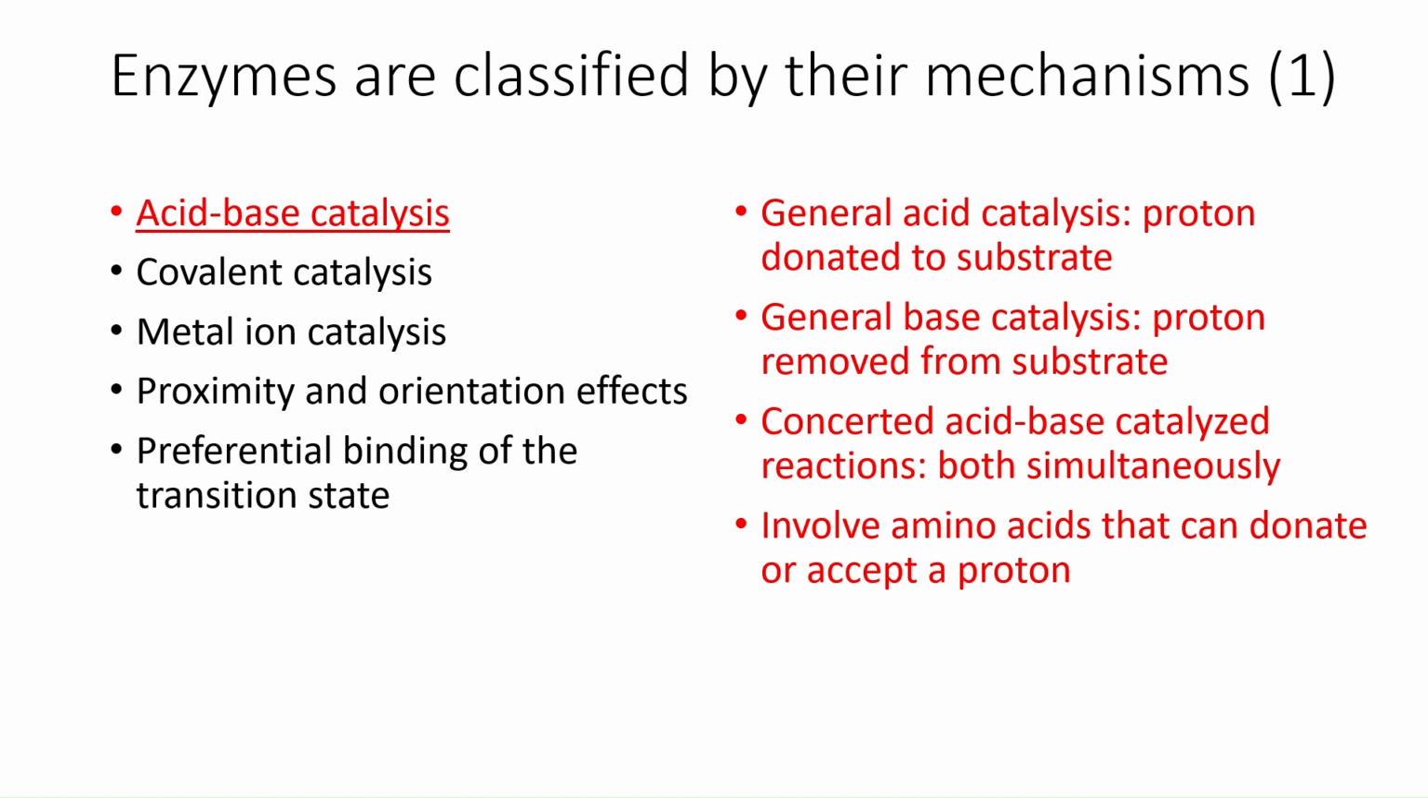So now that we've gone into how enzymes help to make reactions go faster, let's look at how they do that, some of the different mechanisms. On the left here, we have a list of a few different mechanisms that enzymes can use to help to make that more stable transition state. That list is starting with acid-base catalysis. Then we'll go into covalent catalysis, metal ion catalysis, proximity and orientation effects, as well as preferential binding of the transition state. But first, we'll consider acid-base catalysis.